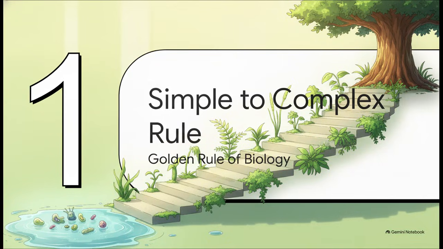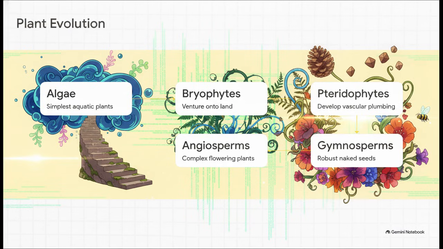Let's move to Section 1, the simple to complex rule, which is really the golden rule of biology. This golden rule literally drives our entire evolutionary staircase today. Nature doesn't just start out by popping a giant redwood tree into existence, right? It starts with a single cell floating in a puddle. As we go through this, you'll see how plants gradually acquire these incredible, game-changing upgrades to conquer dry land. We're starting at the absolute baseline with algae, stepping up to bryophytes, advancing to the vascular pteridophytes, climbing up to the robust gymnosperms, and finally reaching the peak of complexity with angiosperms.